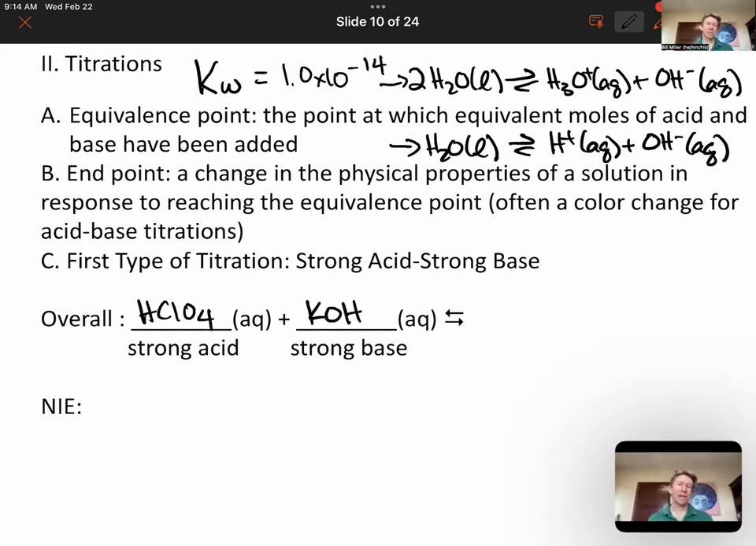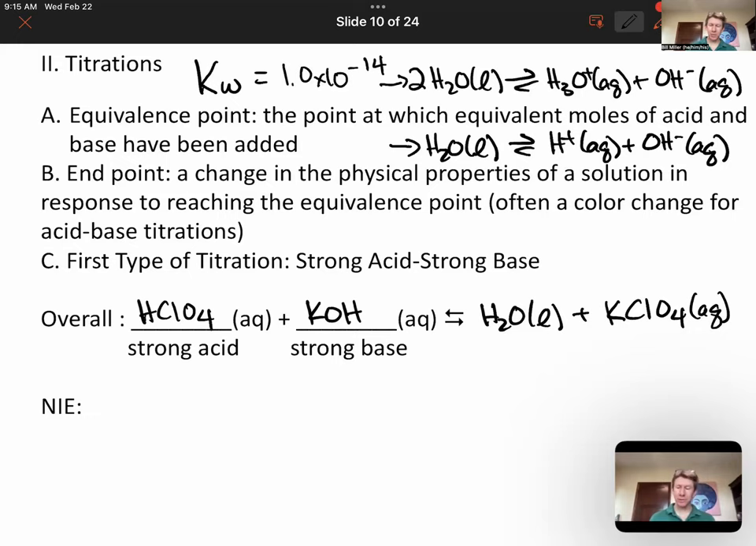The reason we can do that is because for strong acid, strong base titrations, it doesn't matter what strong acid or strong base you use. The results of the titration will end up being exactly the same. It's true that the products will be a little different. Acid plus base, also from Gen Chem 1, creates water plus salt. So we're going to have H2O, and the salt, remember, salt is any soluble ionic compound. Table salt is sodium chloride. In this particular case, we're going to have potassium perchlorate.